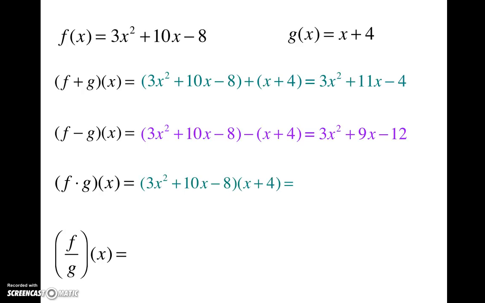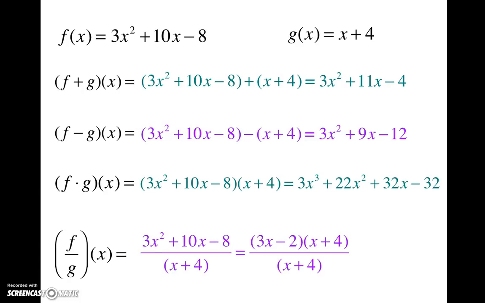F times g, and again, this is not to be confused with f of g. We are going to distribute the x first, and then you're going to distribute the 4 second, and then you're going to combine any like terms. So after you distribute both terms and combine like terms, you get 3x to the third plus 22x squared plus 32x minus 32. And lastly, f over g, we can factor g of x. G of x can be broken down into the factors 3x minus 2 and x plus 4.